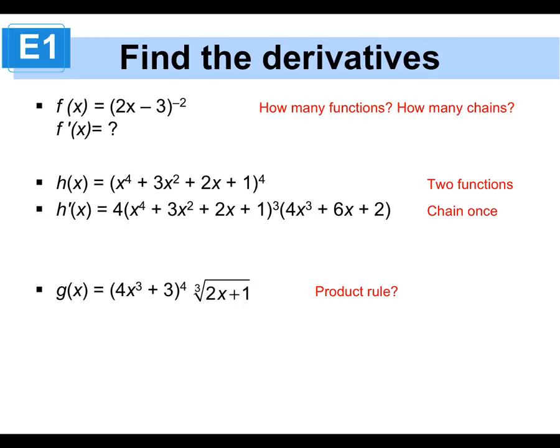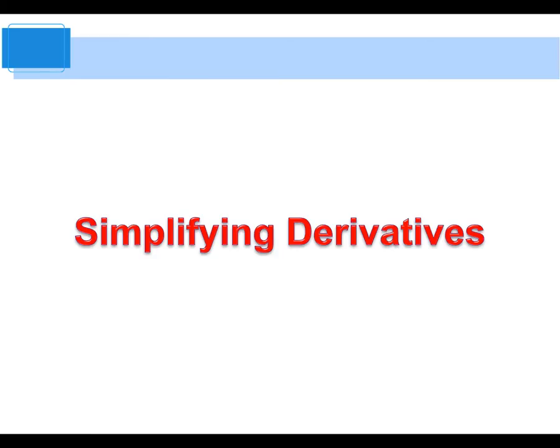This one, the cubic root of 2x plus 1. How many functions? 2. How many chains? 1. Okay, so now we have a product rule. The product rule says the first times the derivative of the second plus the second times the derivative of the first. So what do we get? We get a question mark, which is... Okay, the first... Yeah, let's go back there again.